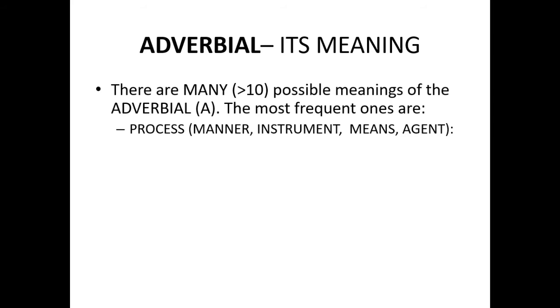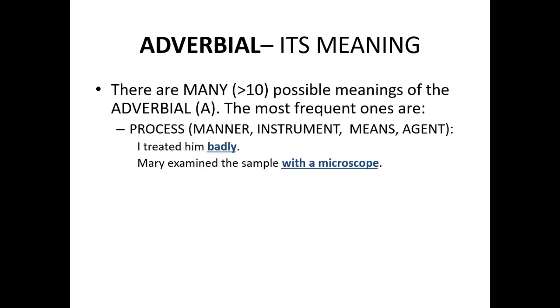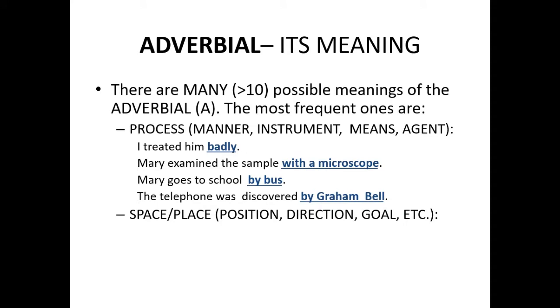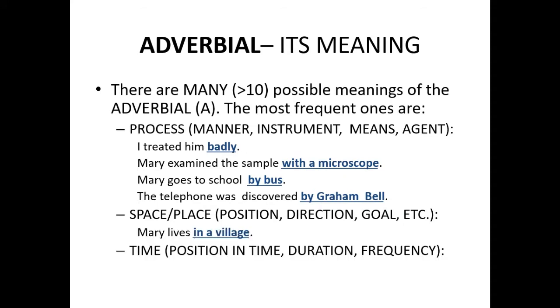Adverbials have many meanings, such as process, how you do something. I treated him badly, I examined him with a microscope. Space, place, location, direction, goal, anything that has to do with space. Mary lives in a village. Time, have you seen her today?